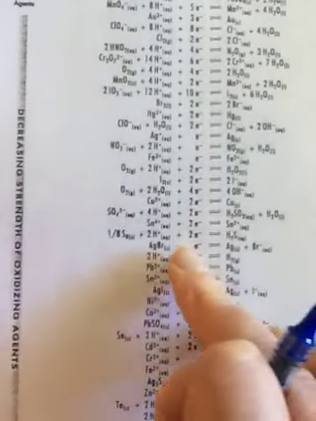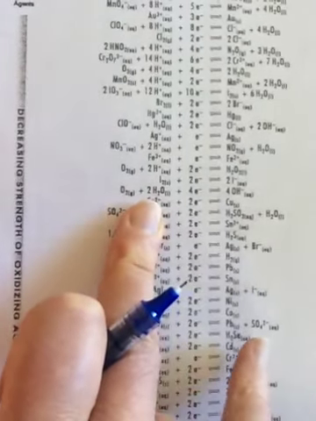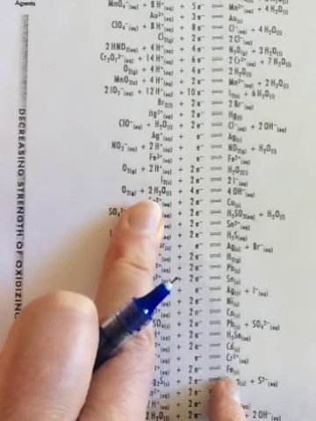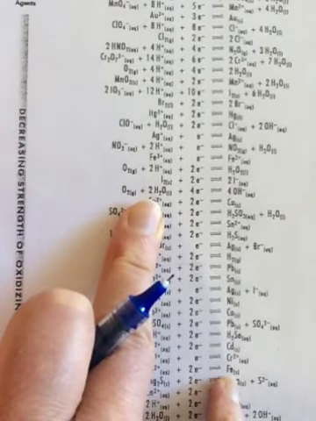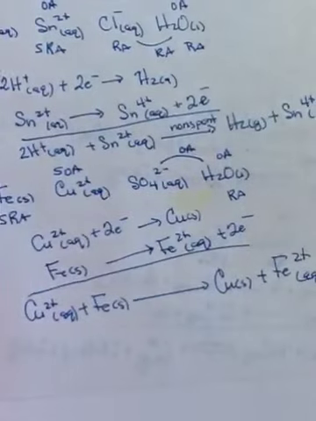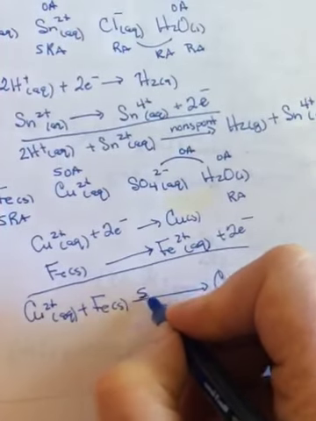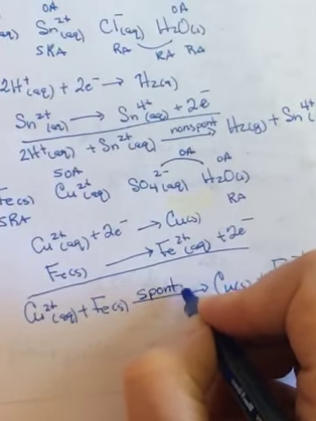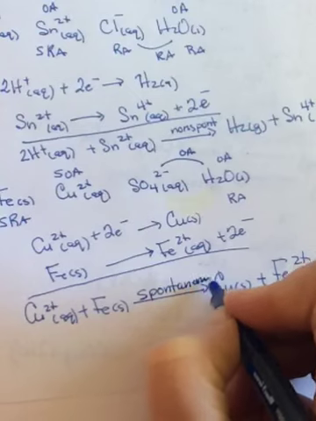Then you go back and check to see which one's higher. So our Cu was up here, our Fe was down here. The OA is above the RA. This is spontaneous. All right, one more set to go for today.